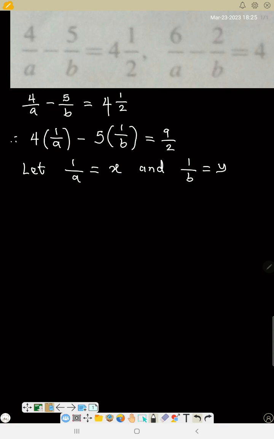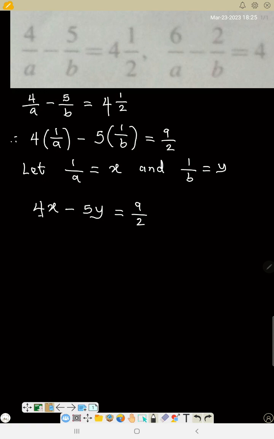You can use any letter you like. That means the equation becomes 4x minus 5y is equals to 9 over 2. All this one I have represented as x, then the second one I've represented as y. So that means 4x minus 5y is equals 9 over 2.